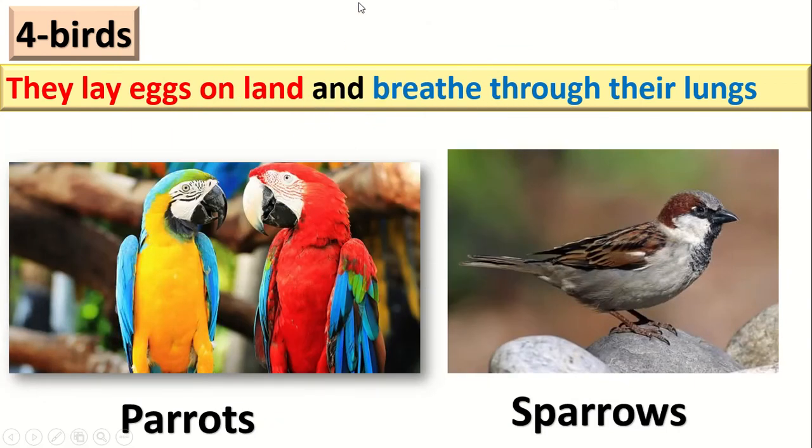Number four, the birds. The birds are also vertebrates. They have a backbone. They lay eggs on land, which means they put their eggs on the ground or on land, and they breathe with lungs too, like us. So birds and also reptiles and amphibians breathe with lungs. Birds like what? Parrots. After me, parrots. Sparrows. So parrots and sparrows are birds and vertebrates with a backbone.